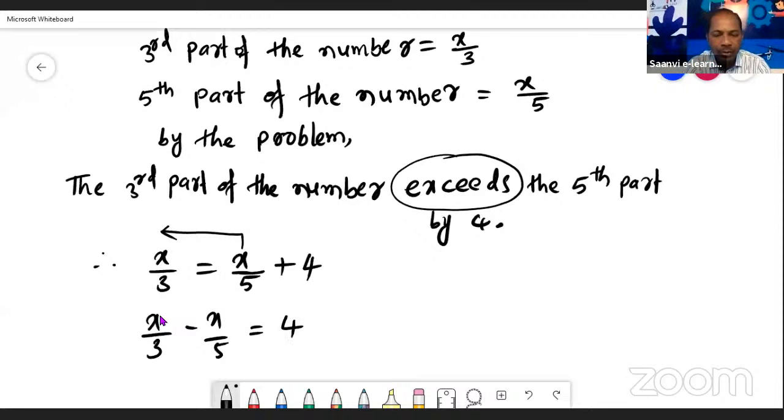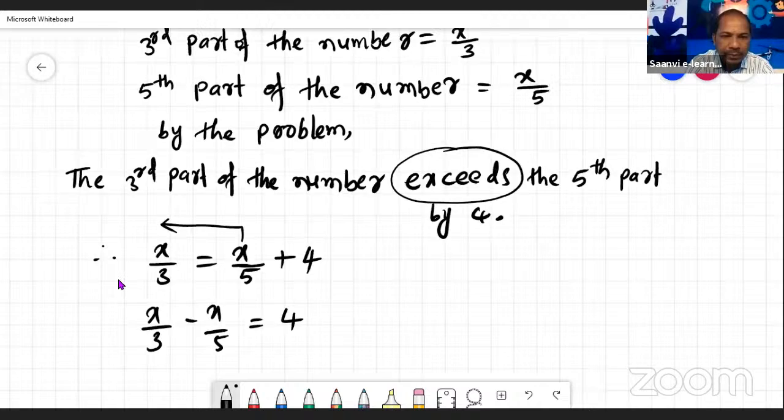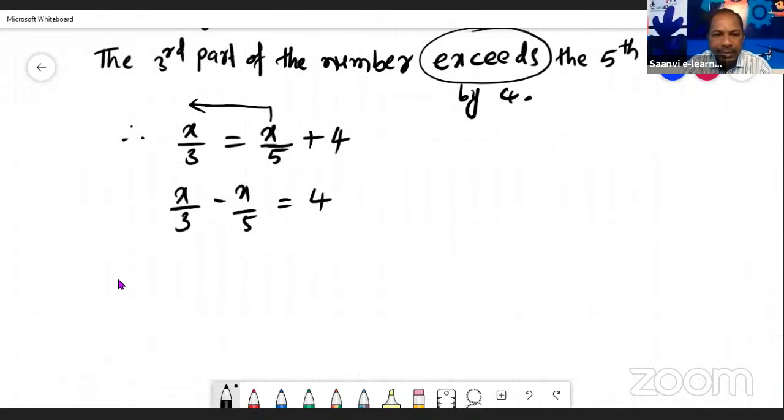4. So we all know that if there is a fraction, to simplify that we have to take LCM, right? So here take the LCM of 3 and 5 to simplify it. We all know that the LCM of 3 and 5 is 15. Why? Because these two numbers 3 and 5 are prime numbers. Their product is their LCM. So 3 into 5, 15.